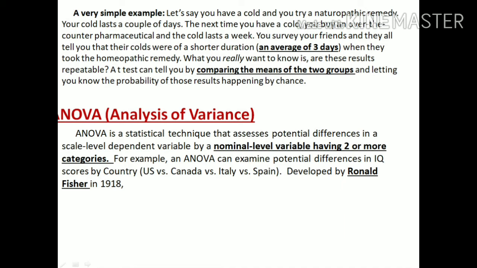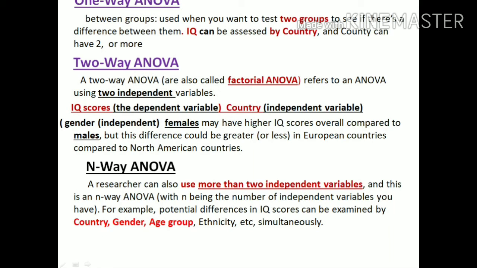Let me take one example, students. IQ scores by country, just one statement. In this, two variables are there. IQ is one variable, country is another variable. You are comparing IQ and country. See, you are using two variables. It is called ANOVA. It was developed by Ronald Fisher in 1918. There are different types of ANOVA: one-way ANOVA, two-way ANOVA, n-way ANOVA. One-way ANOVA is the normal one.